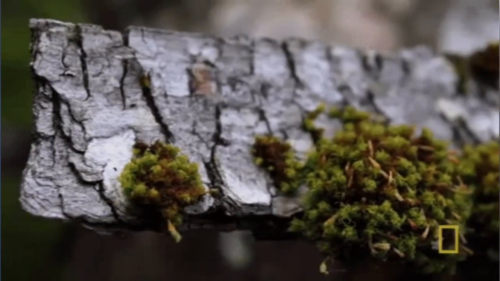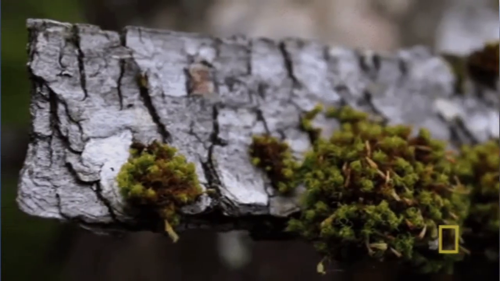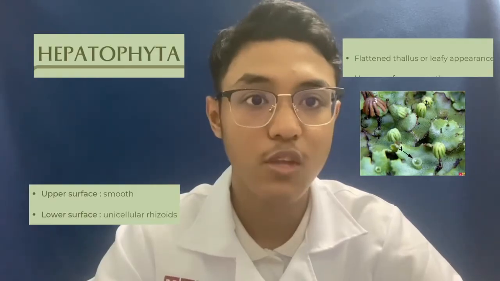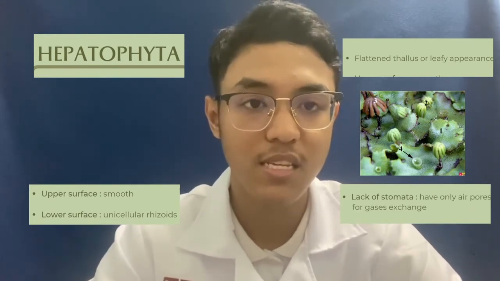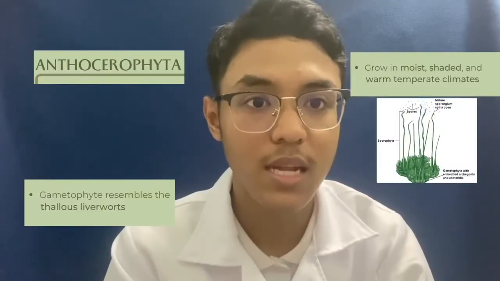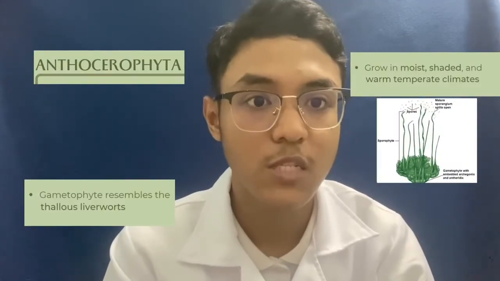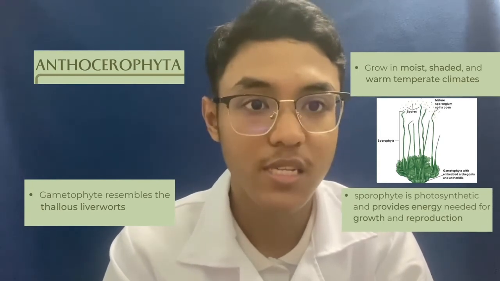For phylum Hepatophyta, it has a flattened thallus or leafy appearance. The upper surface is smooth, while the lower surface has unicellular rhizoids. It lacks stomata, so it only uses air pores for gas exchange. For phylum Anthocerophyta, it grows in moist, shaded, and warm temperate climates. The gametophytes look like thalloid liverworts. The sporophyte is photosynthetic and provides energy for reproduction and growth.